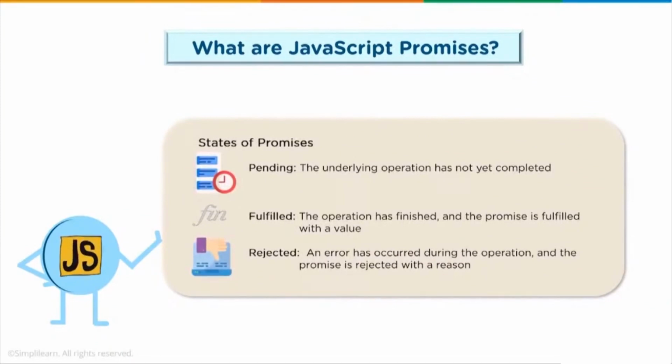Now, a promise basically has three states. First up is the pending state. Now, this indicates that the underlying operation has not yet been completed. Next up is the fulfilled state. This indicates that the promise has been fulfilled with a particular value. Lastly, we have rejected. Now, this indicates that an error has occurred during the operation and the promise is rejected with a particular reason.